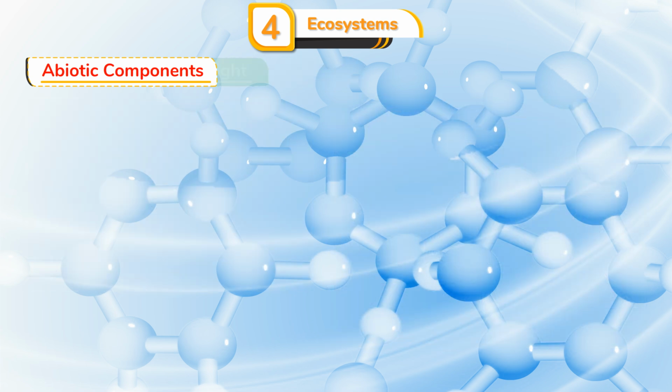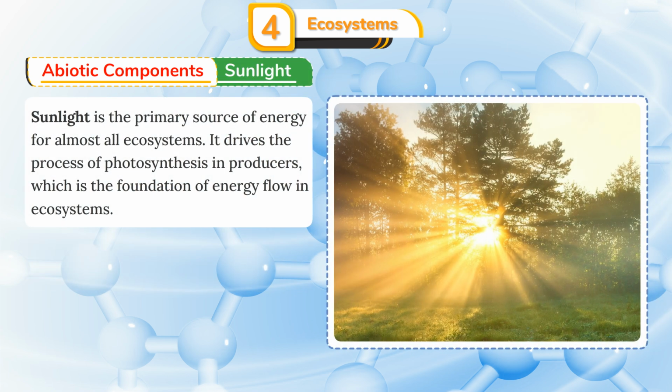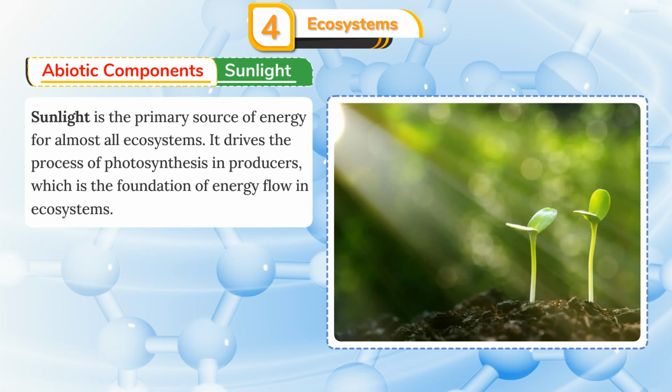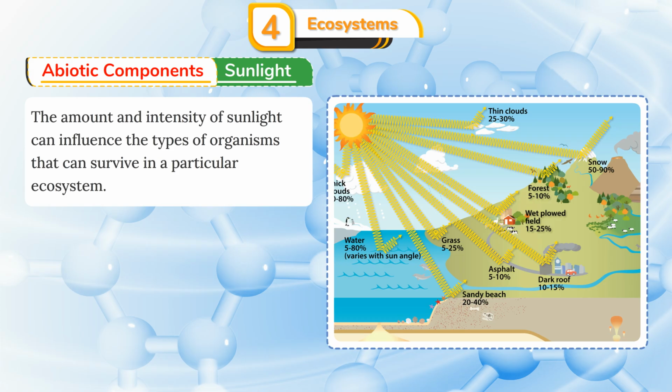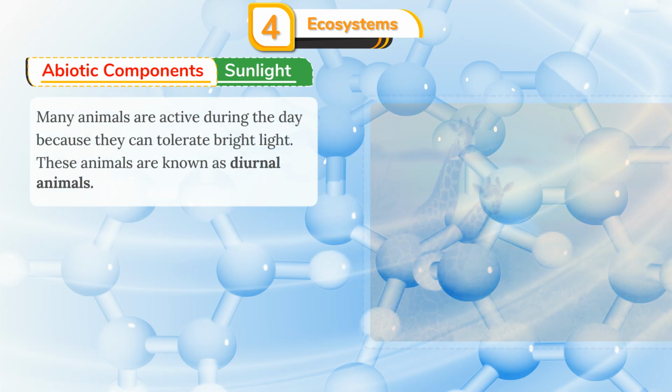Sunlight. Sunlight is the primary source of energy for almost all ecosystems. It drives the process of photosynthesis in producers, which is the foundation of energy flow in ecosystems. The amount and intensity of sunlight can influence the types of organisms that can survive in a particular ecosystem.